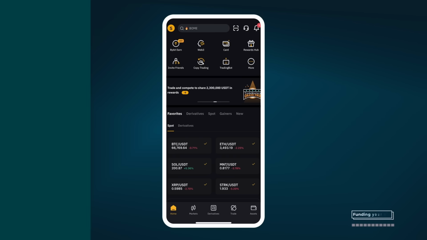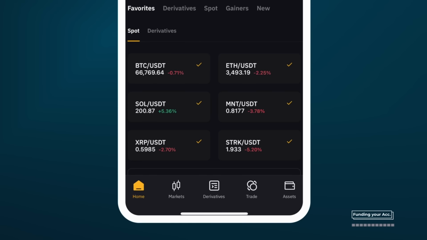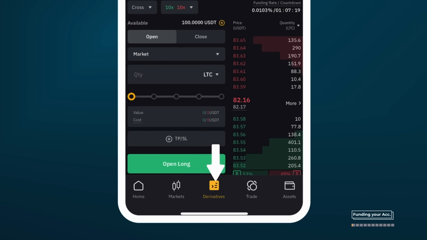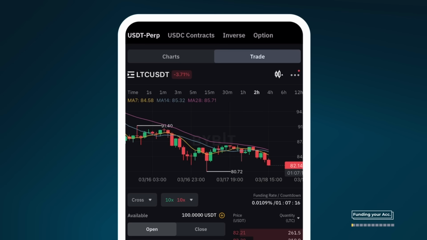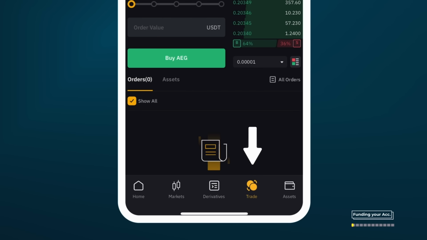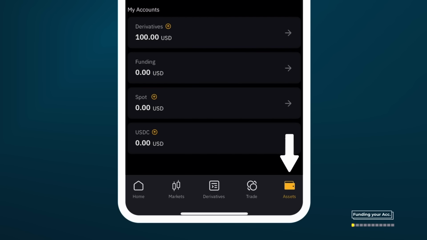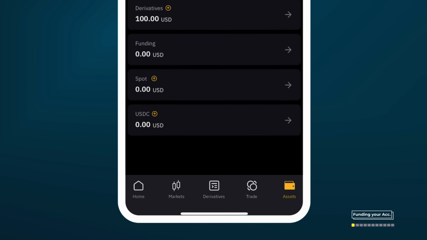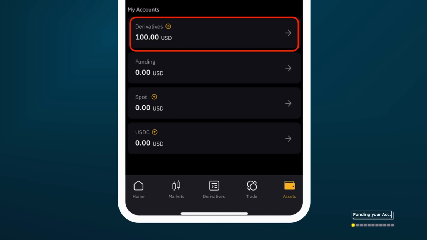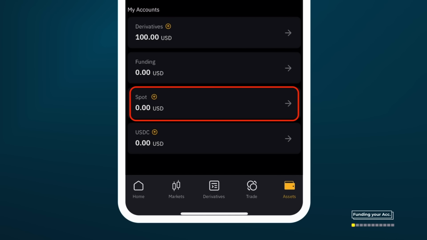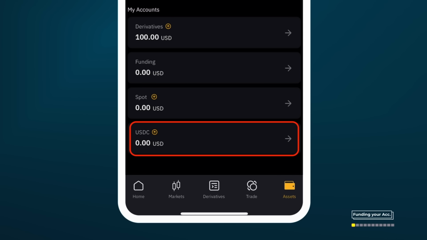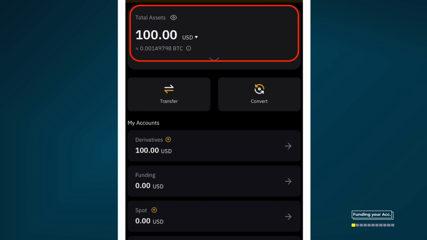So this is my sub account on Bybit. As you can see at the bottom menu, we have the home, and there are different markets. This is derivative. If you are trading futures, you can see them: USDT perpetual, USDT contract, inverse, and options. Then here is trade. This is where you do your spot trading, and here you have your assets. In your assets you have different accounts: the derivative account, the funding account, the spot account, and the USDC account. It's showing me my total here, which is $100.